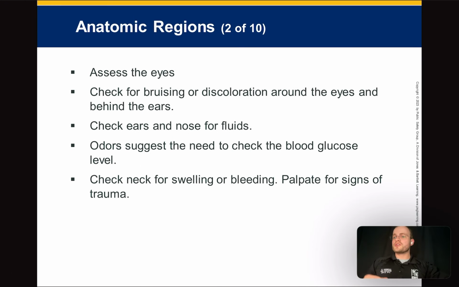So we're going to look for bruising or discoloration around the eyes, behind the ears, which is the mastoid, right? We're going to be looking in the ears and the nose for fluid or blood or dried blood or leaking of cerebral spinal fluid, okay?